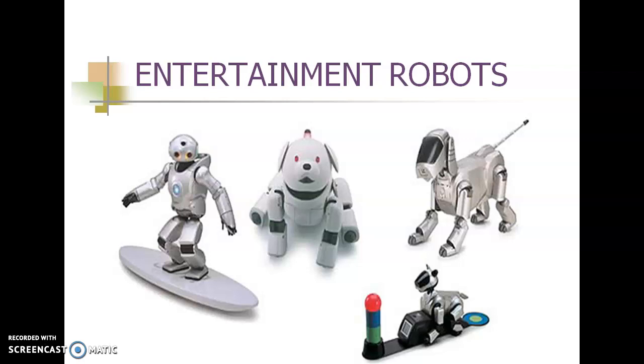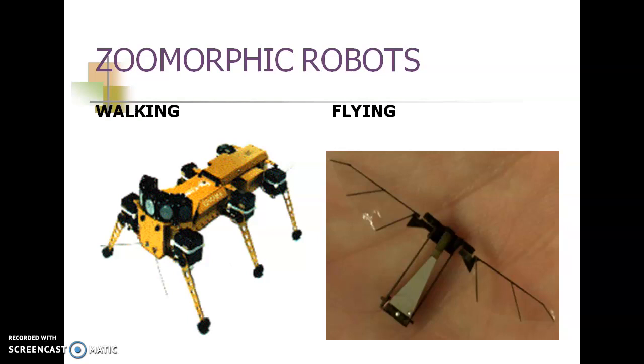And the next one is zoomorphic robots. The word itself represents this: zoomorphic, that is, it looks like the animal kingdom, animal-like robots. Animal means here animals, birds, insects, all those things. So here, the first one is the walking robot. It looks like an ant and it has six legs. It works like an ant actually. So it is a six-legged robot. Even eight-legged robots like spider-like robots are there.